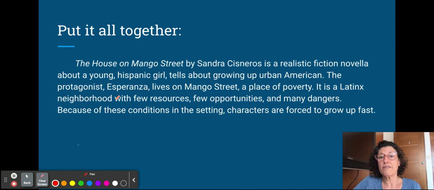So, again, just to review: title, author, genre with the premise, then I've got the summary here, and my summary is specific to the setting because my argument, my interpretation has to do with setting. And there you have it.